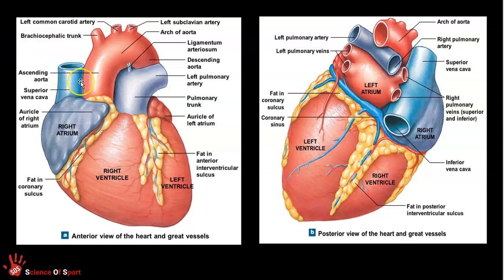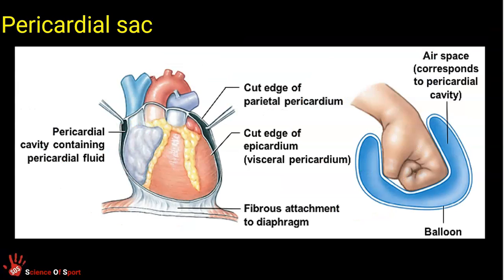Blood comes down and in these veins and up and out of the arteries. So this is an anterior view from the front. This is the posterior view from the back of the heart.